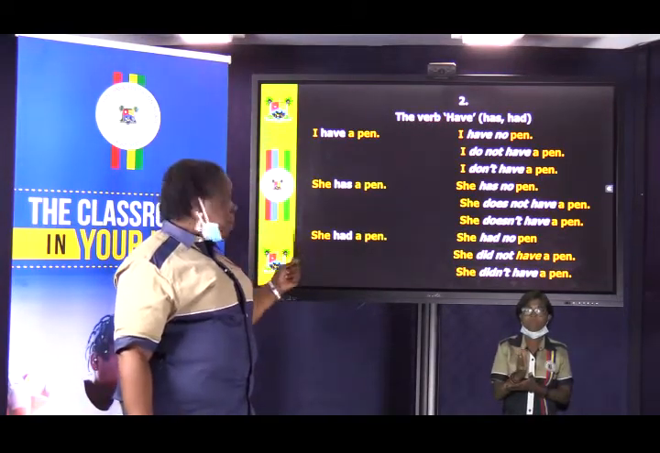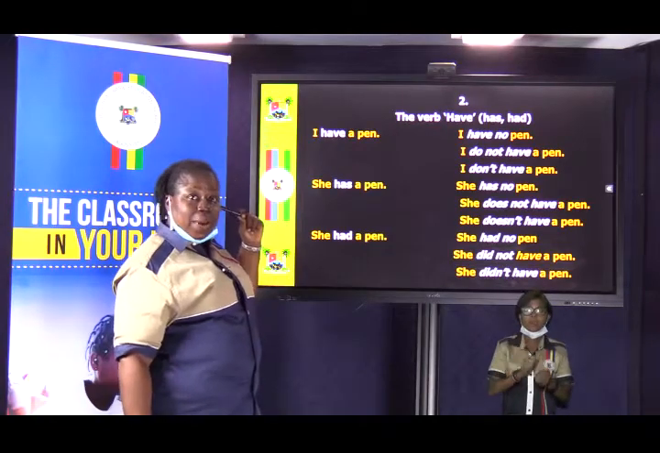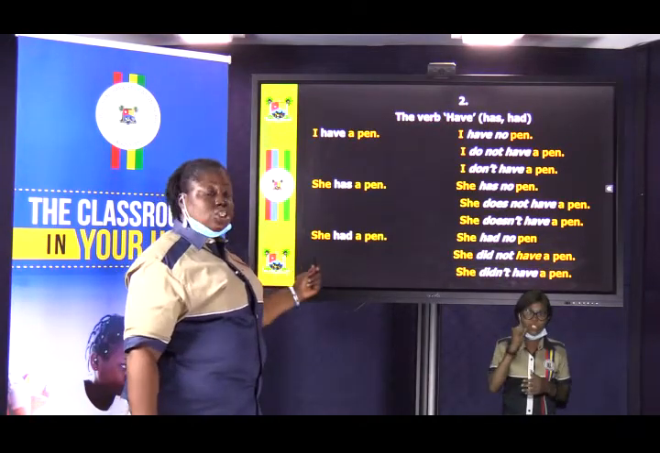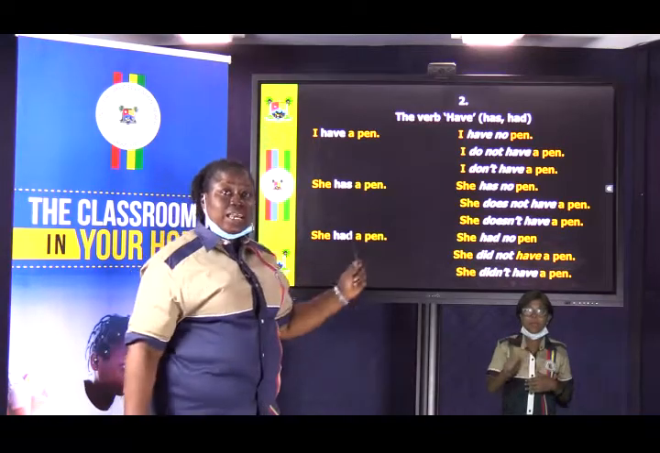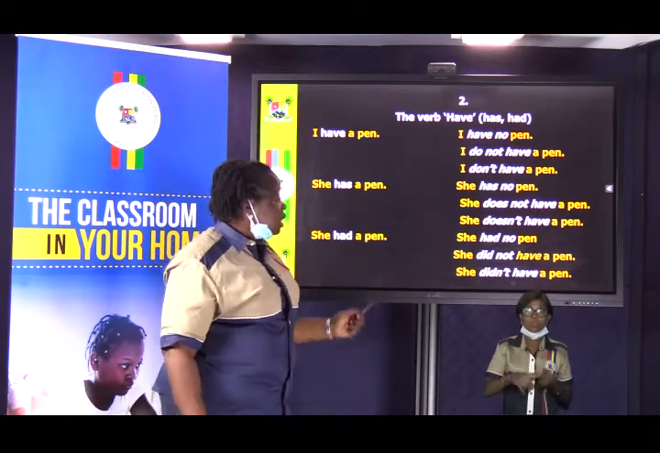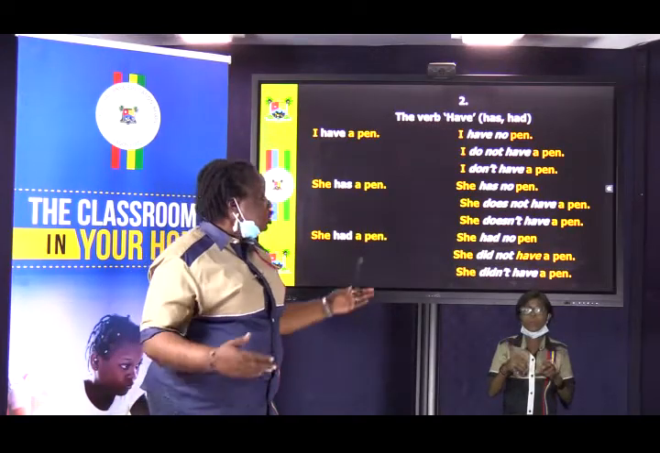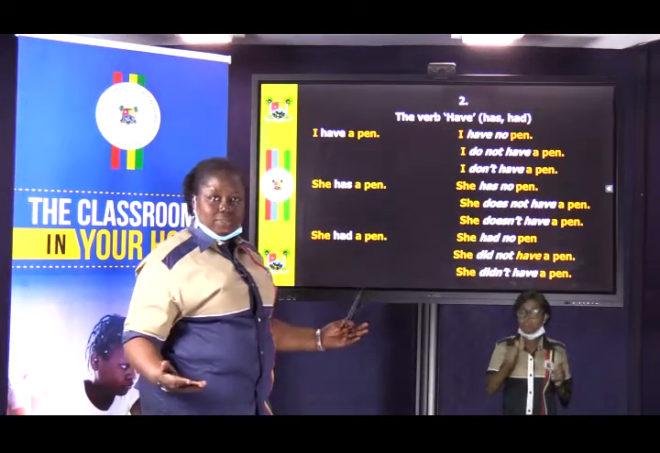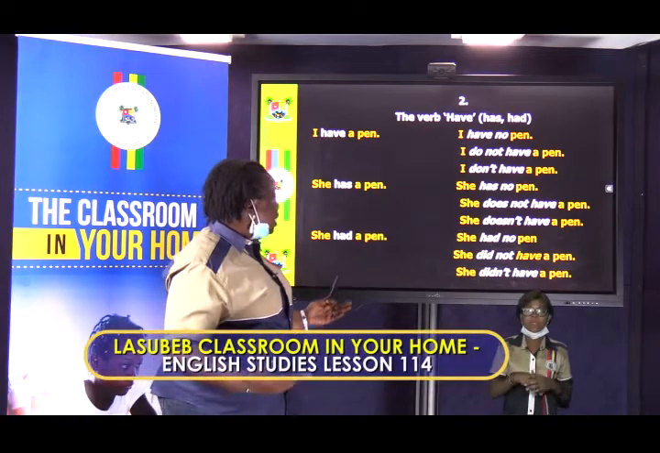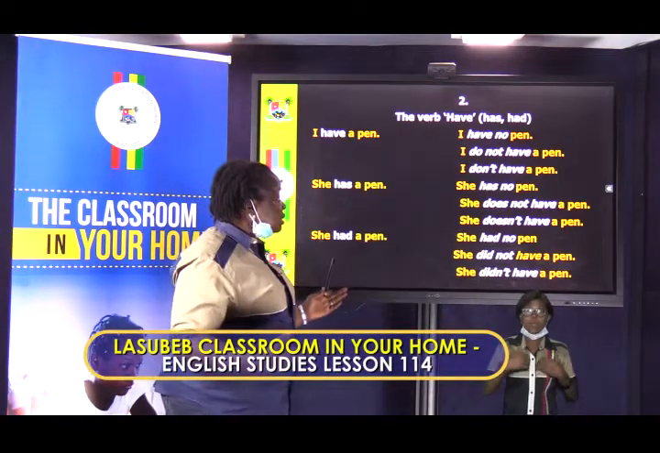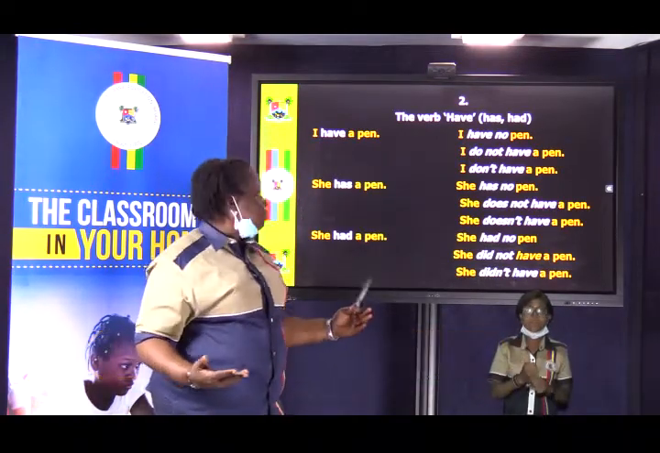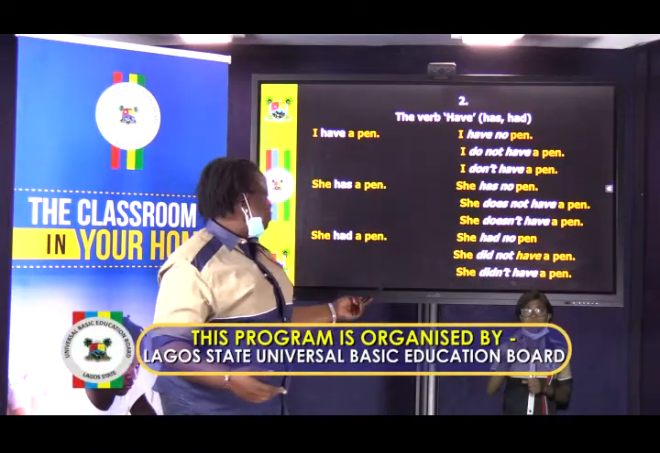Then, looking at the past tense form, she had a pen. In the simple past tense, she had a pen. To make it a negative sentence, you can say she had no pen, or she did not have a pen, or she didn't have a pen. In this way, we've been able to make affirmative sentences negative using the verb have.